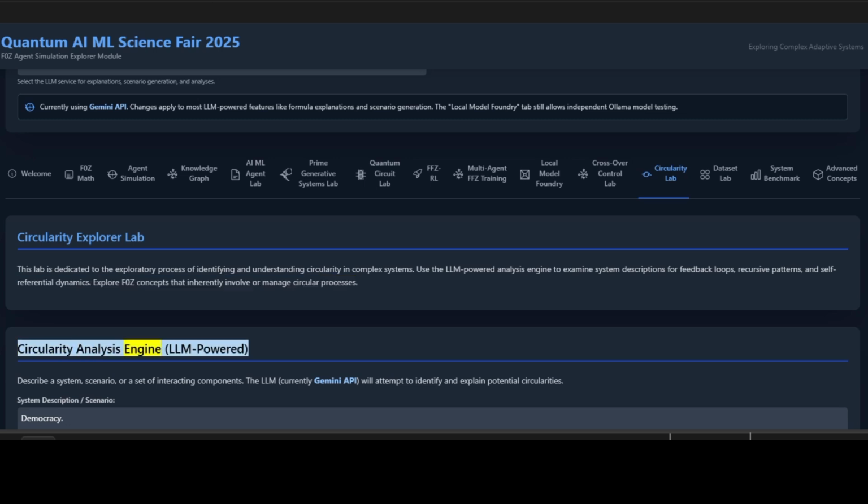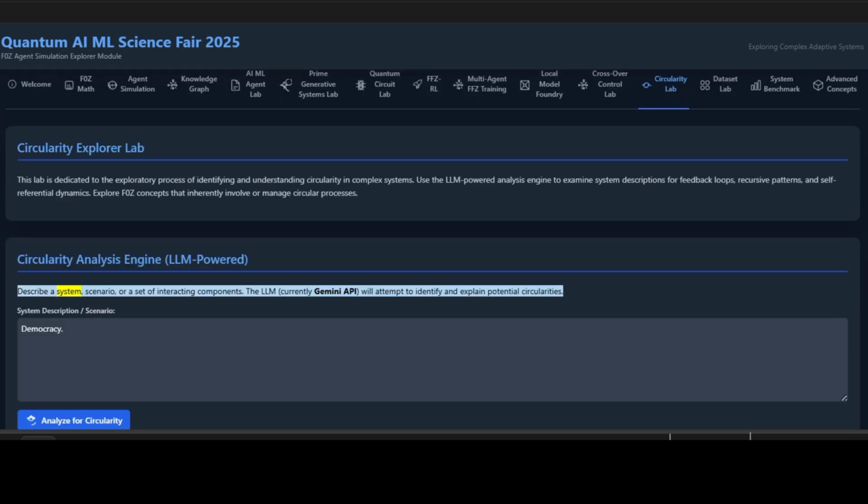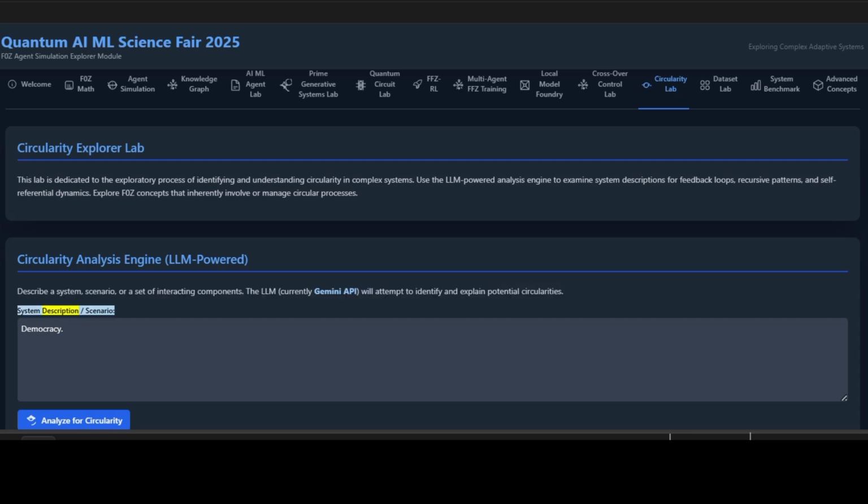Circularity Analysis Engine, LLM-powered. Describe a system, scenario, or a set of interacting components. The LLM, currently Gemini API, will attempt to identify and explain potential circularities. System description/scenario: Democracy. Analyze for circularity.